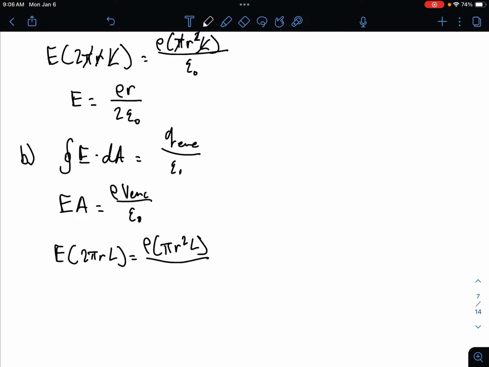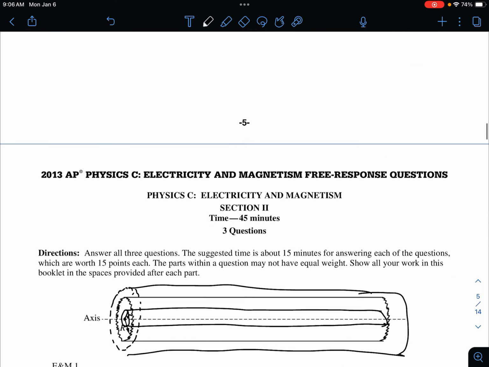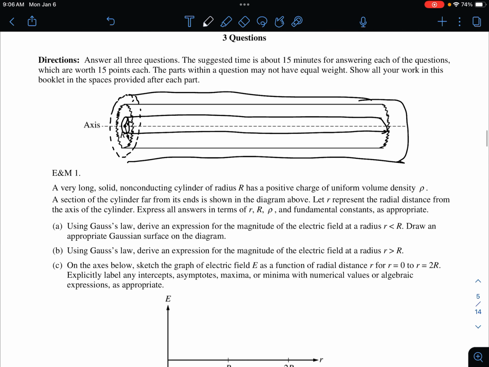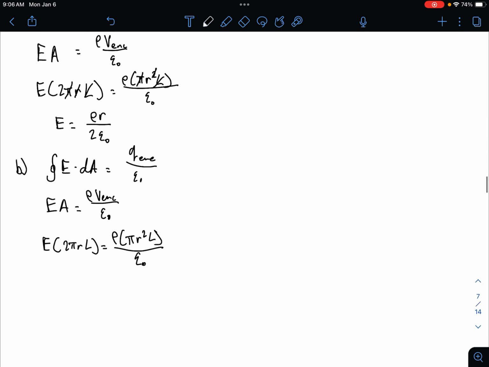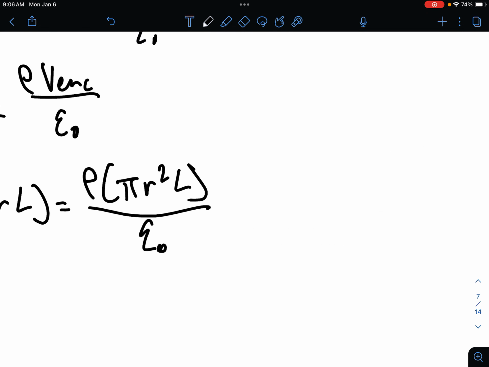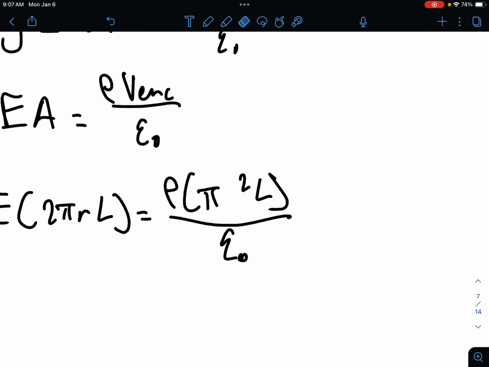But the volume enclosed this time is not the volume of the Gaussian surface. How do I know that? Because there's no charge filling this entire large Gaussian surface. It's just the charge of the cylinder. So this is actually going to be the total volume of the cylinder, not the total volume of the Gaussian surface. So it's going to be big R.